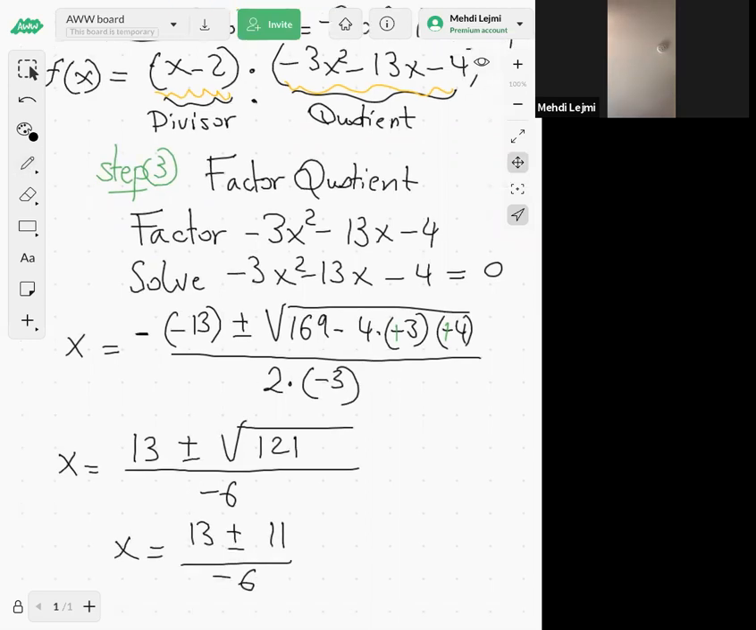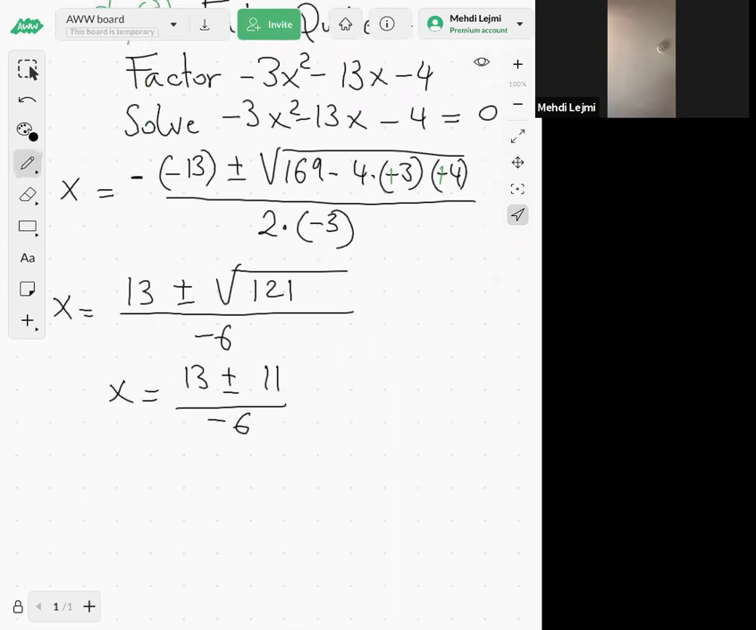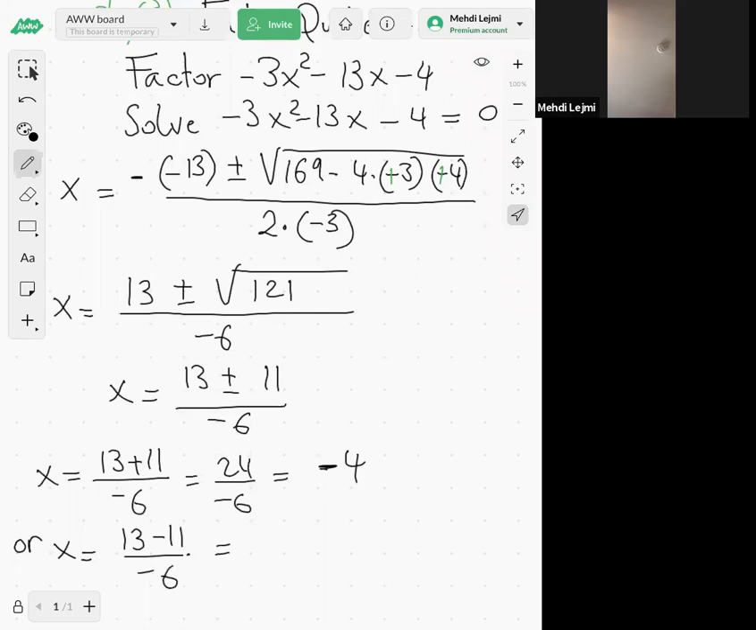So either x is 13 plus 11 over negative 6, that's 24 over negative 6, that's negative 4. Or x is 13 minus 11 over negative 6, that's positive 2 over negative 6. And you reduce the fraction, of course, dividing by 2, so that's negative 1/3. So now I can factor my quotient.